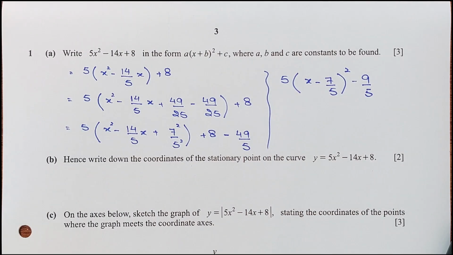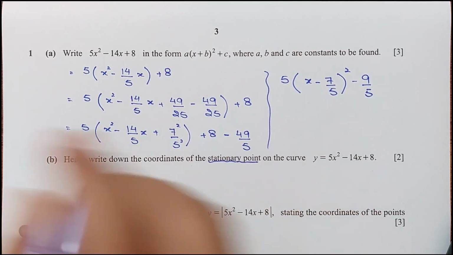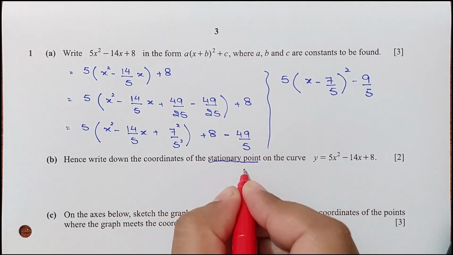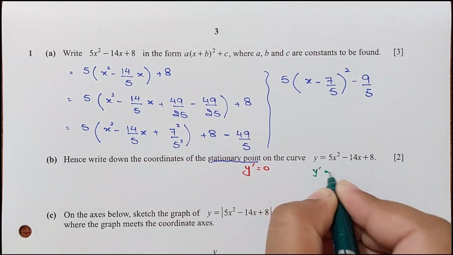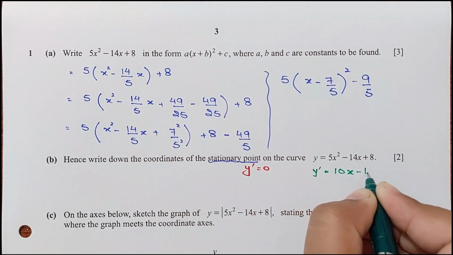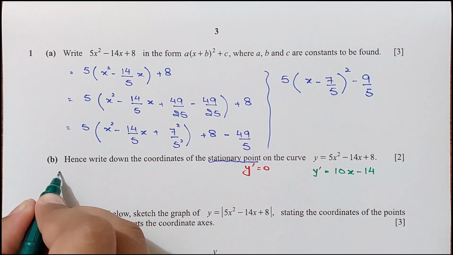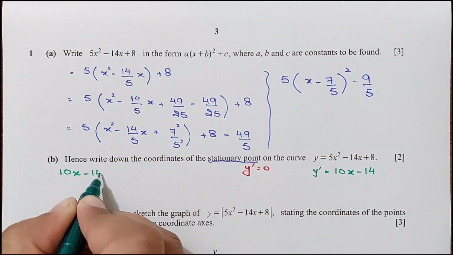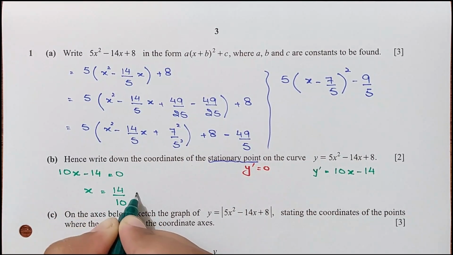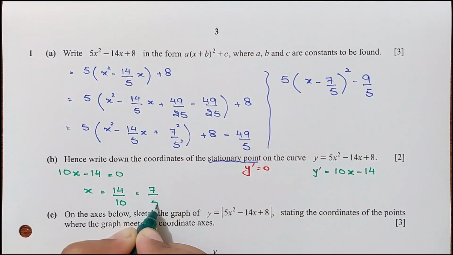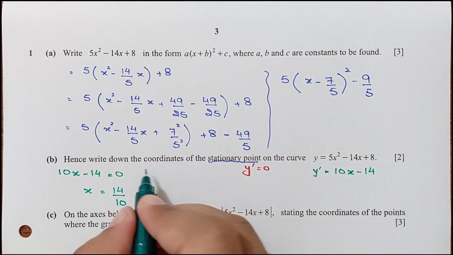Now for part B, hence write down the coordinates of the stationary point on the curve. For the stationary point, we have to solve the first derivative and put it equal to 0. We can say y prime should be equal to 0. What is y prime? In this case, y prime is 5 times 2, which is 10x minus 14. We put it equal to 0 and solve for x. 10x minus 14 equals 0. So x is 14 over 10, or we can say 2 times 7 is 14, 2 times 5 is 10. This is the x coordinate of the stationary point.